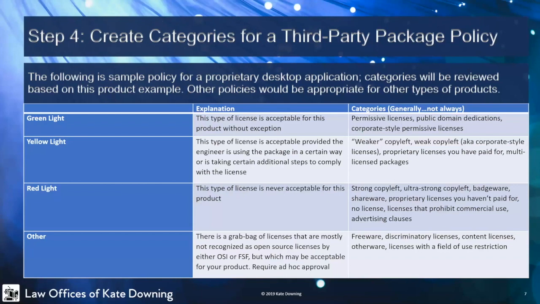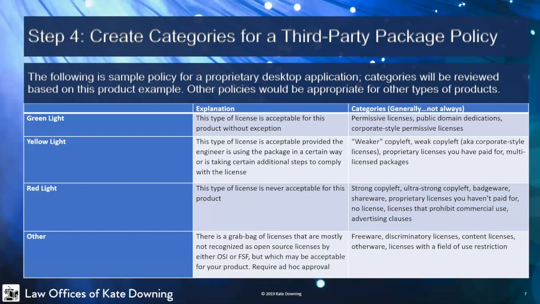In terms of categories, I like to deal with the green light, yellow light, red light system. What I mean by that is that green light licenses are ones that, in your policy, are always going to be acceptable. No matter how an engineer is using them, if it says MIT, for example, it's fine. There are no further questions, no further obligations. Just go ahead and use it.